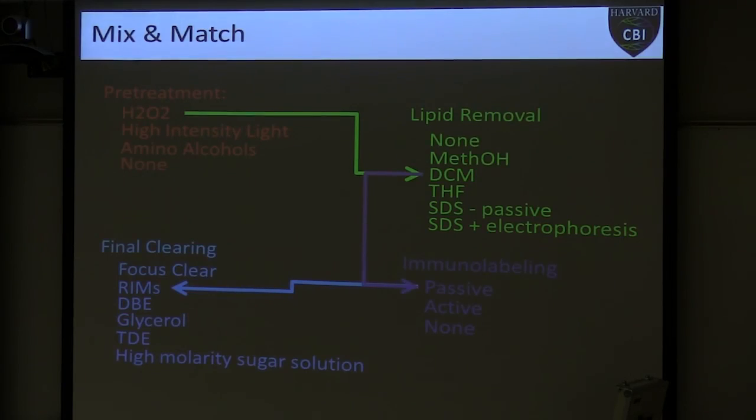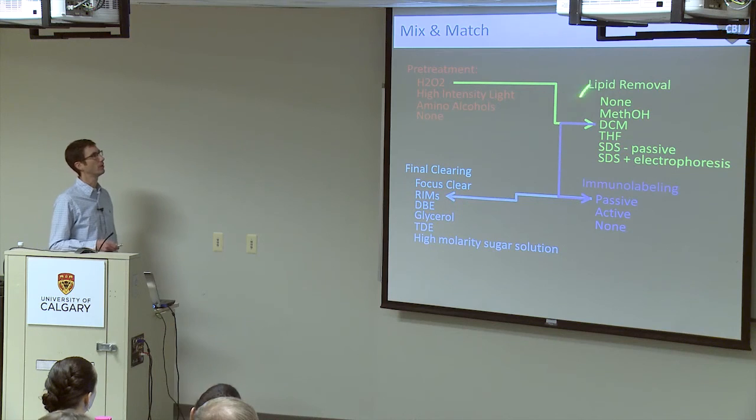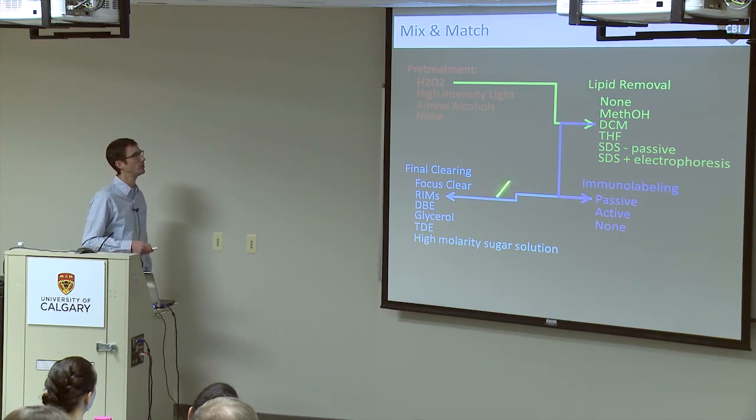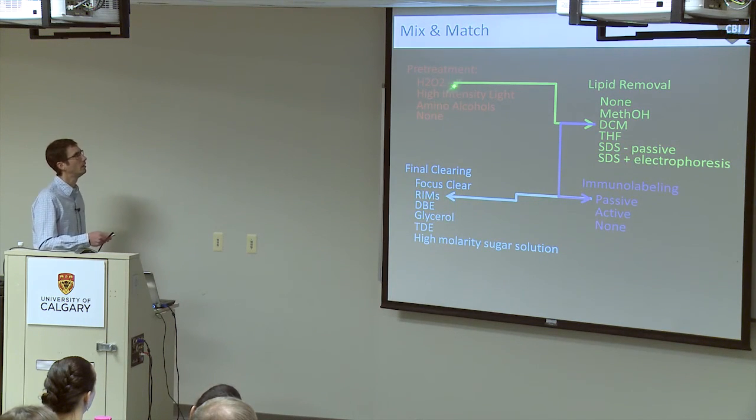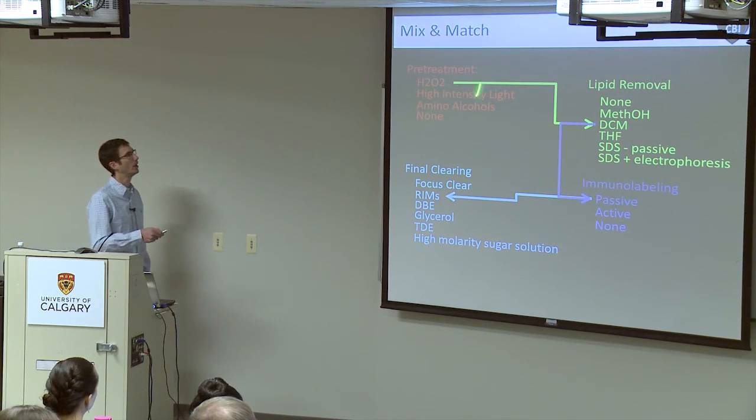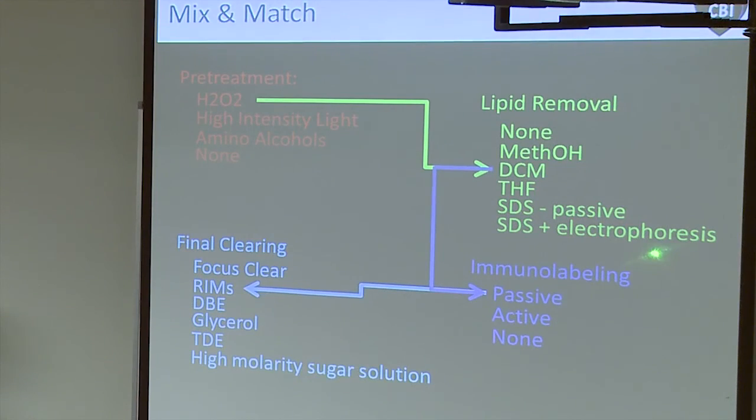That said, don't feel that you have to be locked into one of these techniques. So if you look at all of these techniques, the process can be put into a few different categories. So there's essentially optional pre-treatment, then you do your lipid removal, then maybe you do some immunolabeling, and then your final clearing.